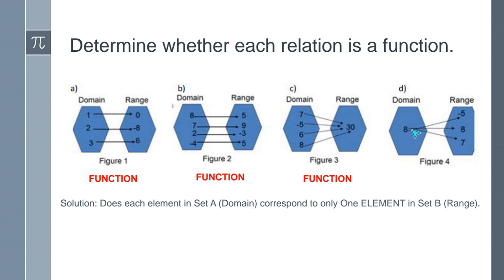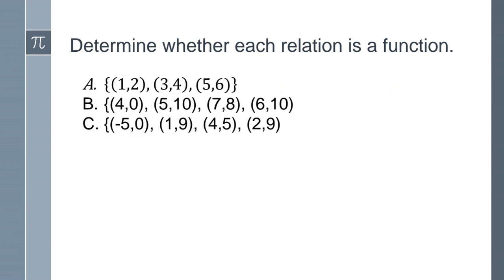So 8 is going to 3 different elements over here, and that's going to cause it to not be a function. Okay. So if we were always given these pictures, then it would make things a lot easier, but we're not always given those pictures, right? So here's another way that you might see this.